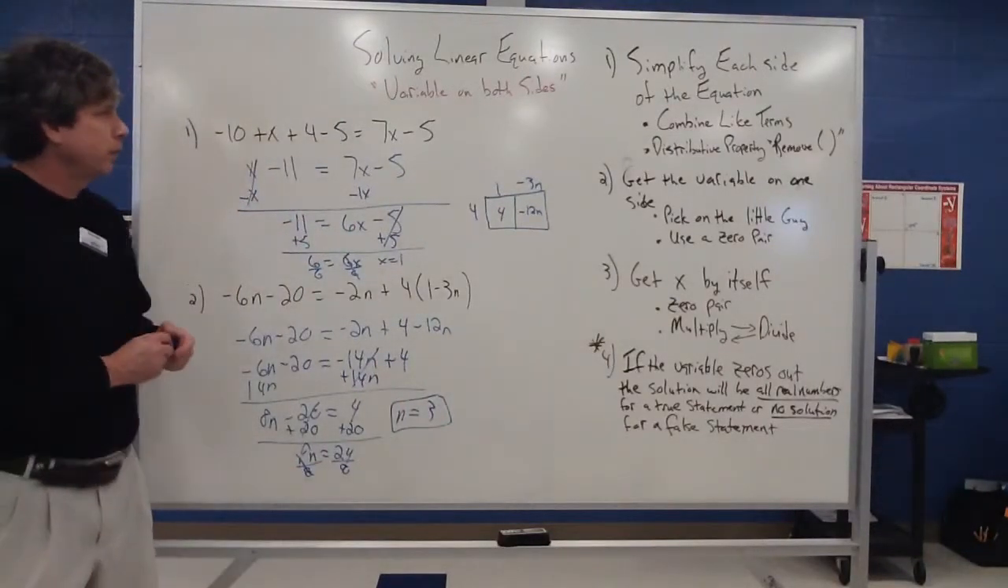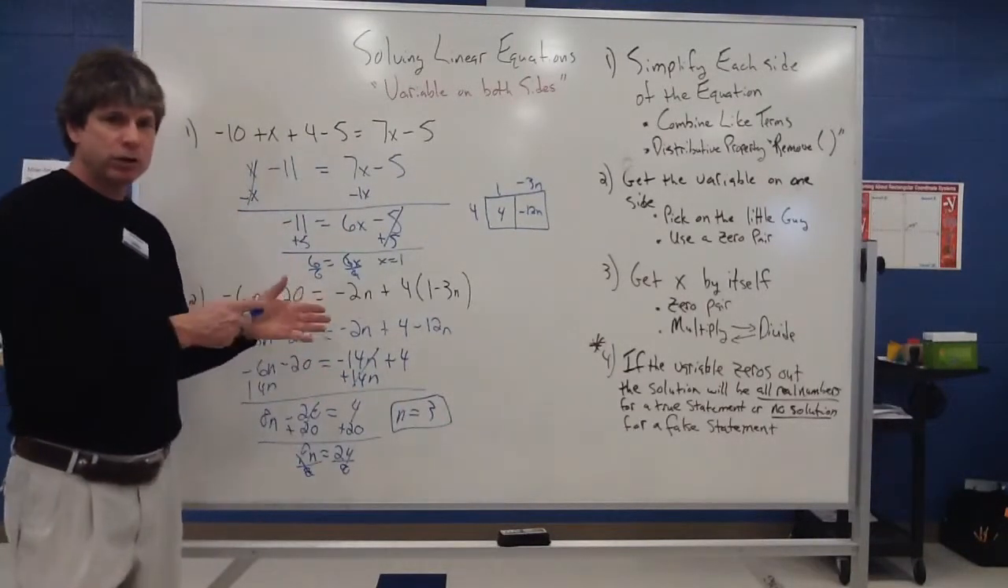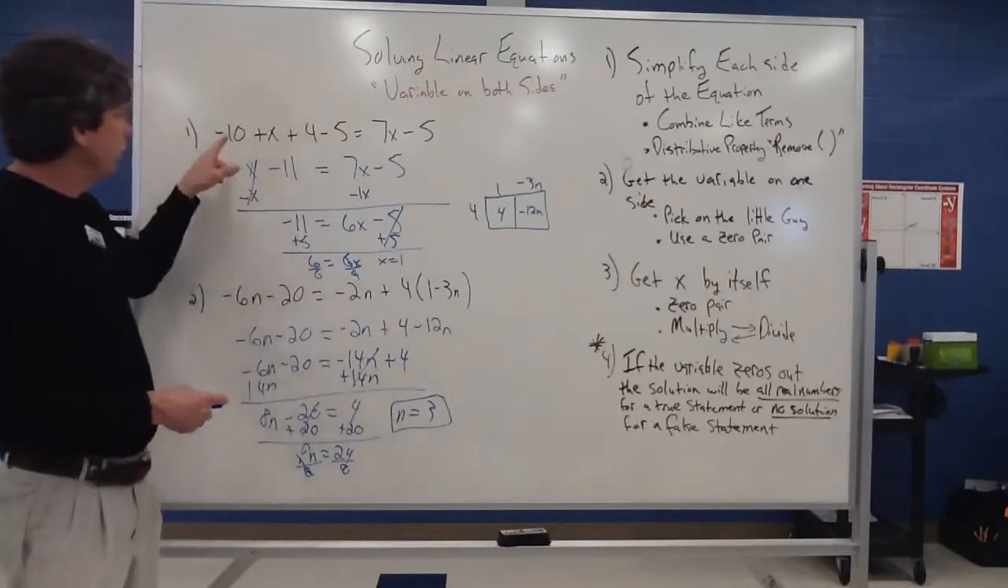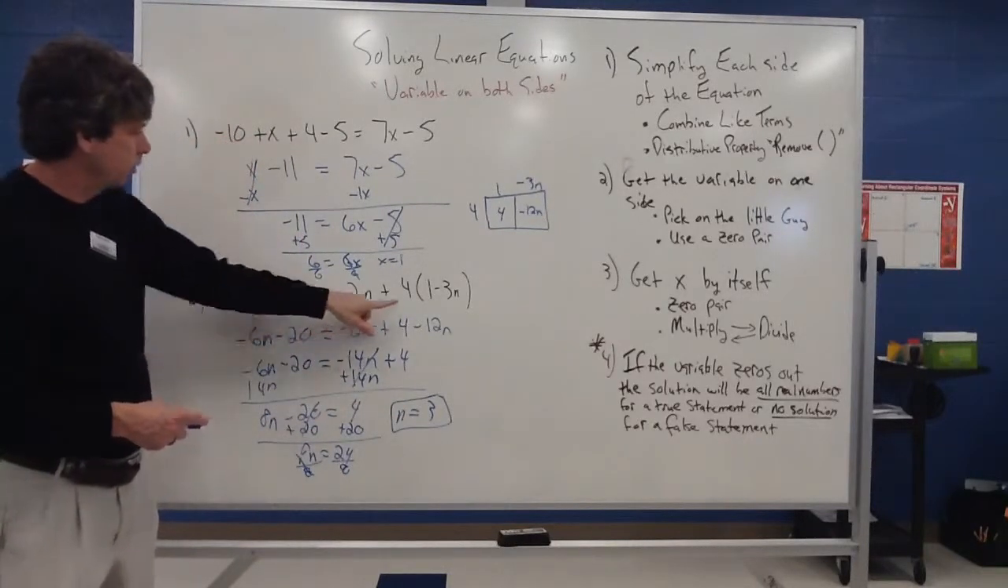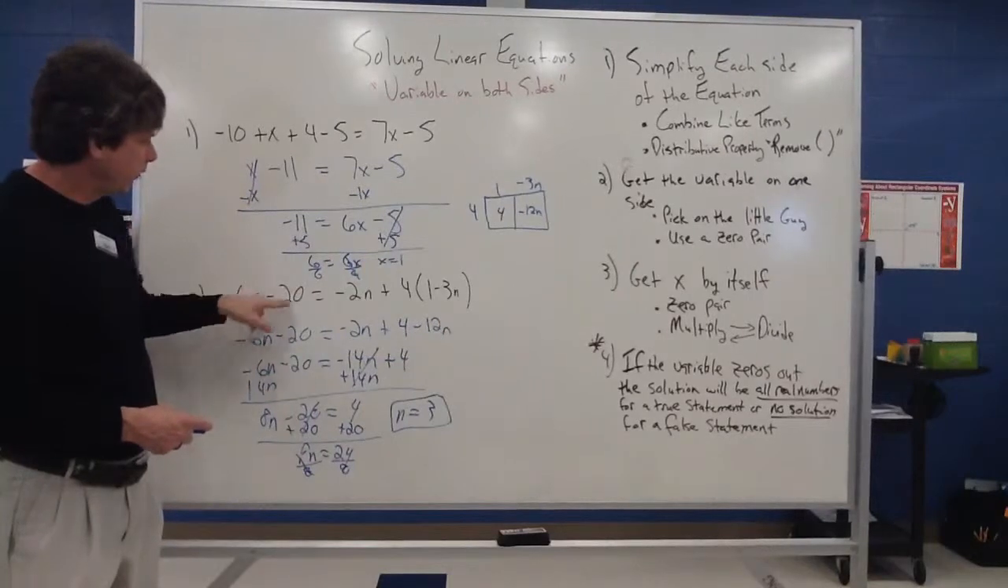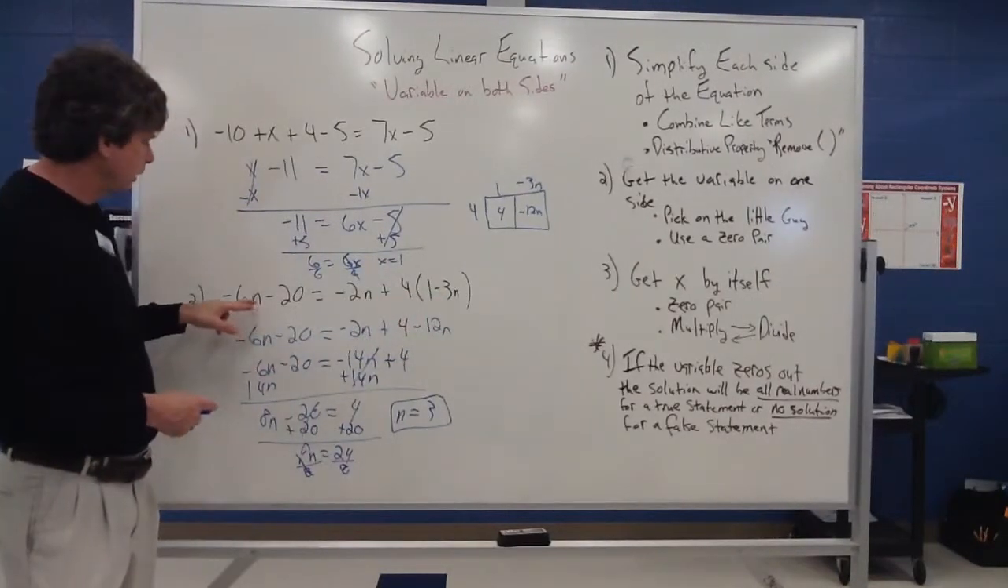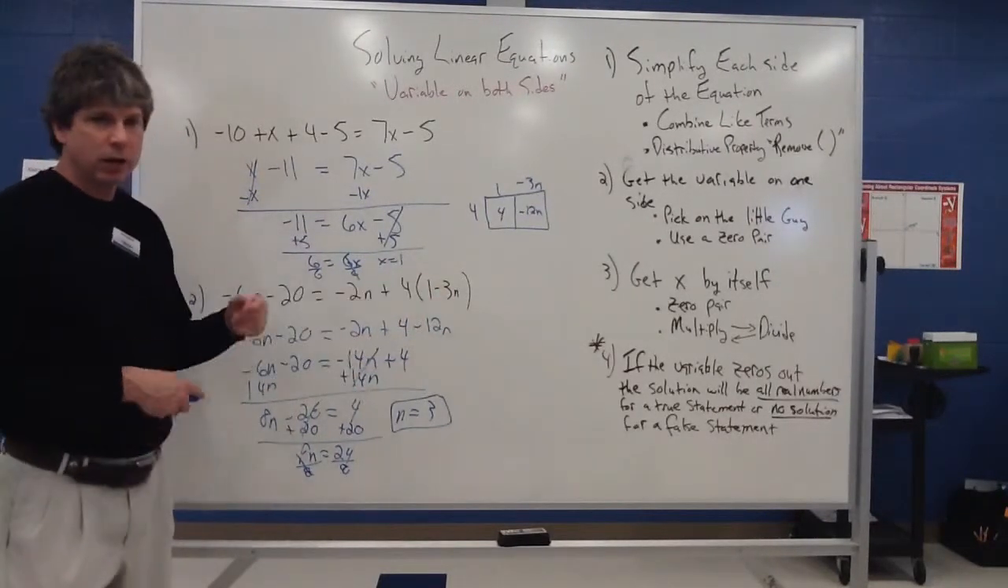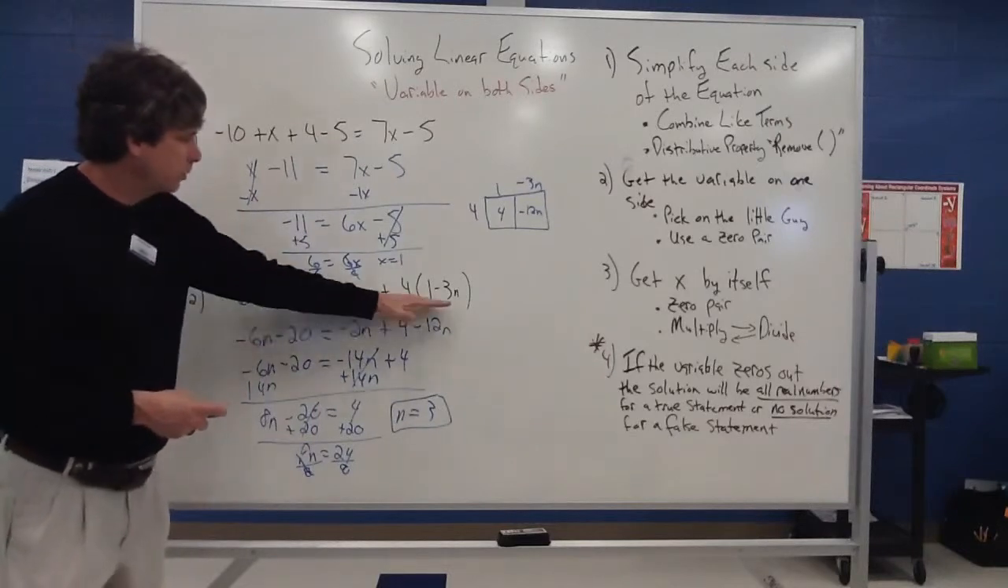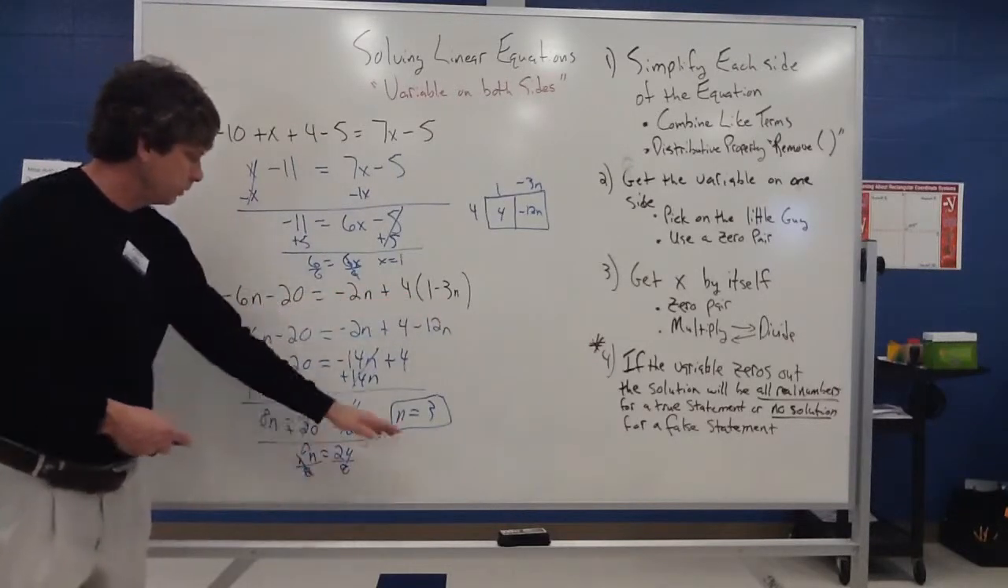And that's our goal, is to get that variable by itself, because once you do that, that tells me what the value is that makes this equation true right here. So if I put a 3 in for n in all 3 spots, if I evaluate these expressions, each expression should turn out to be the same in the end.